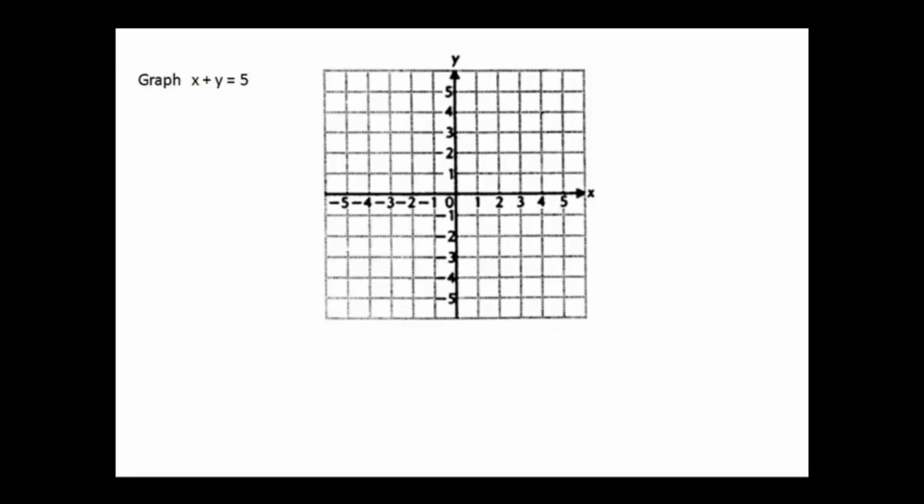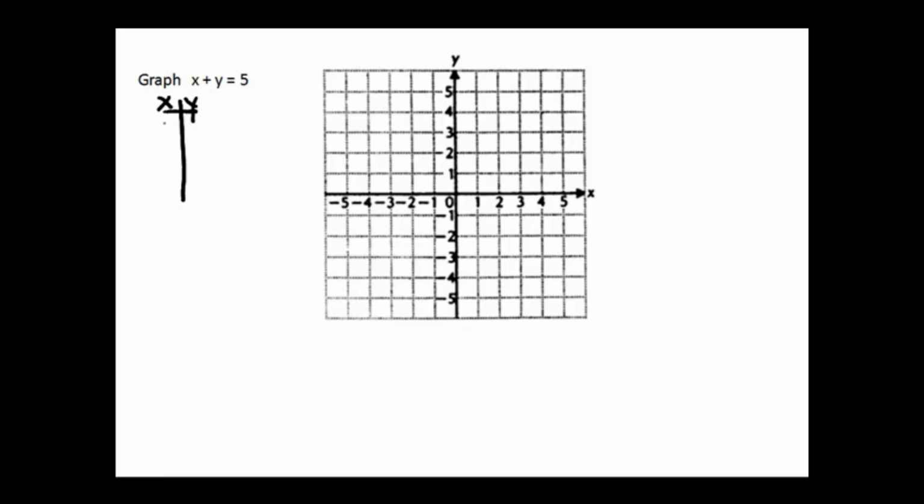Let's look at drawing the graph of the equation x plus y equals 5. One method of drawing this graph is by point plotting. What we're going to do is find some ordered pairs that make this equation true. So we can make a table. And for this one, we can just kind of look and see what numbers would add up to 5. X plus y equals 5.